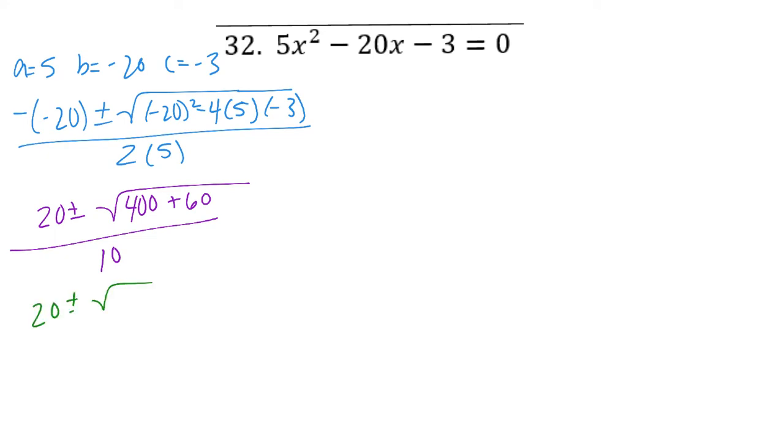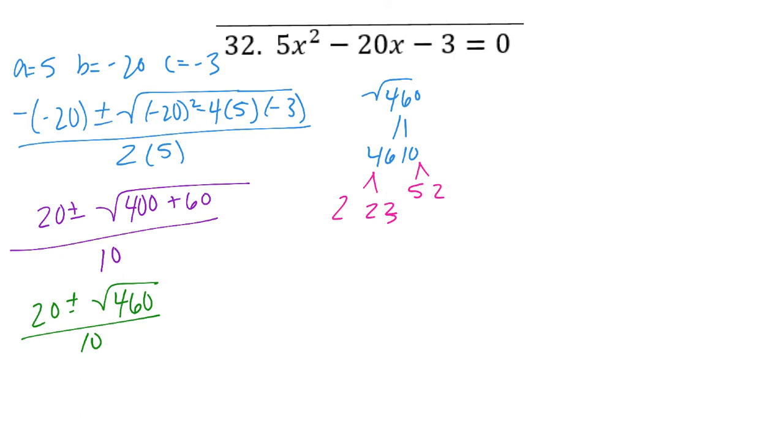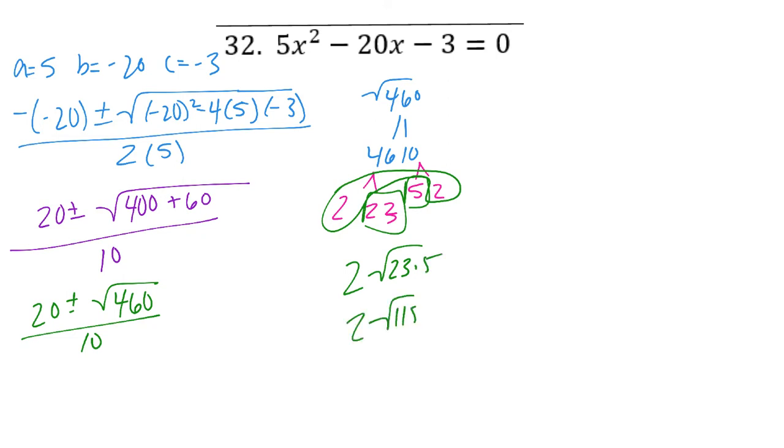Then we want to keep simplifying. 20 plus or minus the square root of 460 over 10, but I need to break up that root 460. I'm going to do 46 and 10. So then I want to break down 46 as 2 times 23. I can't break down 2 or 23, but I can break down 10 as 5 times 2. So I have a pair of 2's. And then by itself, I have 23 and 5, which I know is kind of funky, but that's okay. So it's 2 root 23 times 5, which is 2 root 115.